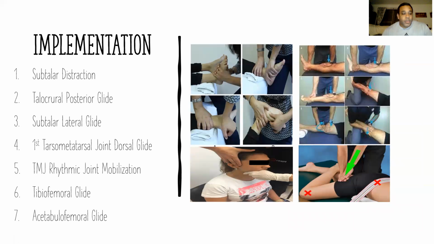Next, we have a couple of tibial femoral glides. We have a posterior glide, another posterior glide, just with a different angle of the tibia. We have a lateral glide, a medial glide, and then another medial glide, and a patellar, more of a patellar glide here.